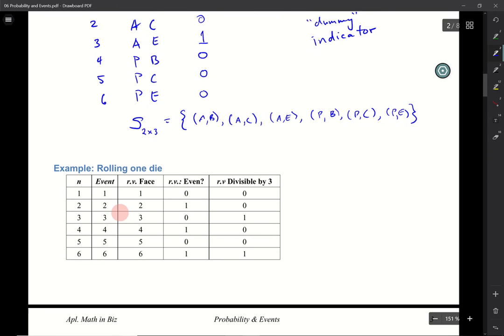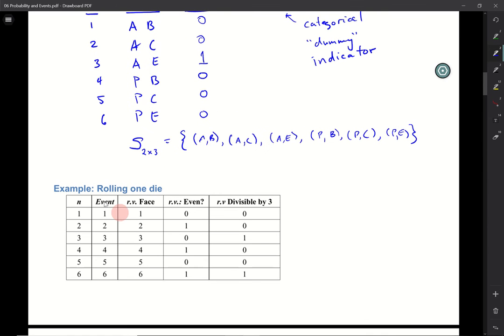Okay, and so here's another one, rolling one die again. If people don't say it's 6-sided, we assume it's a 6-sided die. The case number, or the ID number here, the event would be 1, 2, 3, 4, 5, 6. One random variable would be, well, how many dots are appearing? 1, 2, 3, 4, 5, 6.